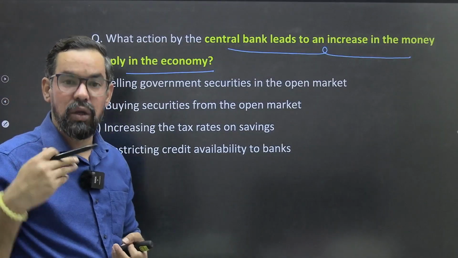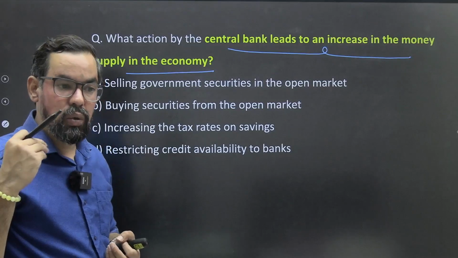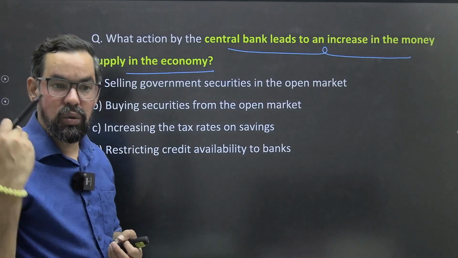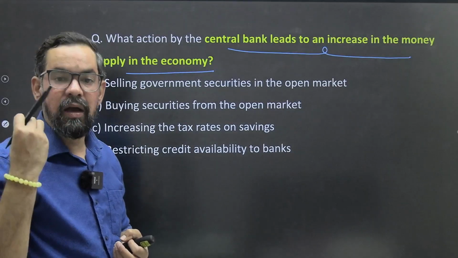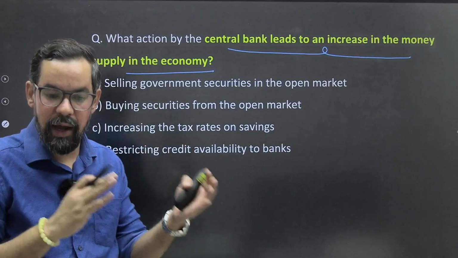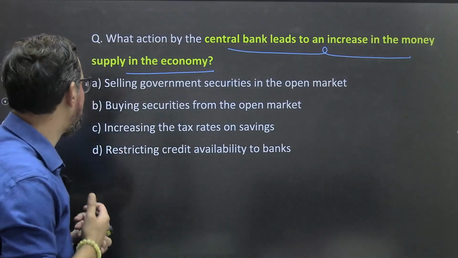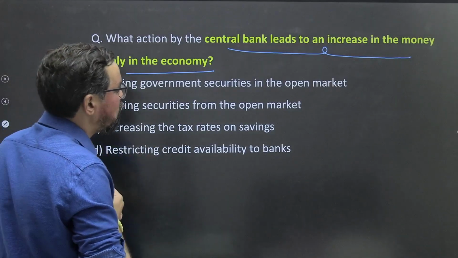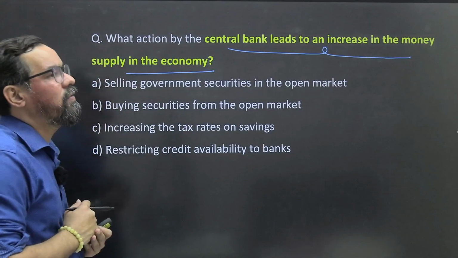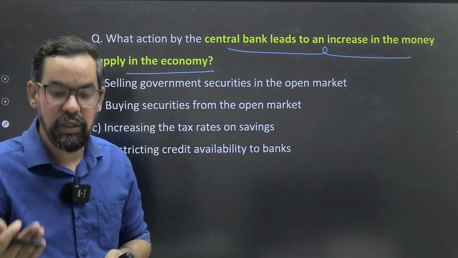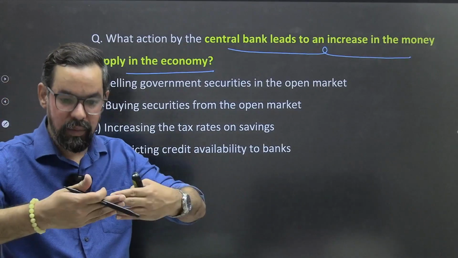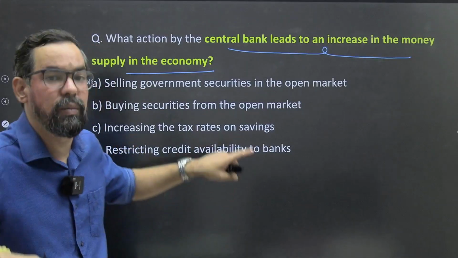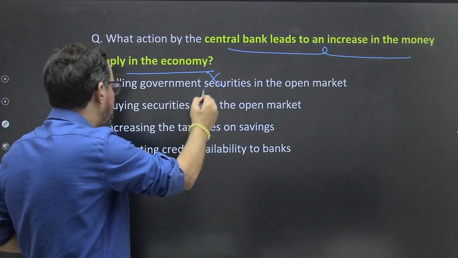Basically they can reduce the repo rate, they can use open market operations, they can use the MSS tool, they can reduce CRR and SLR. So there are so many measures. Selling government securities in the open market: if RBI sells government securities, that means they are collecting money from the market. This will decrease the money supply. So this will not be the option.